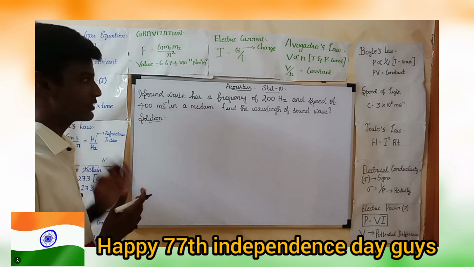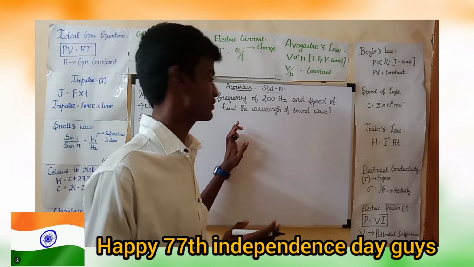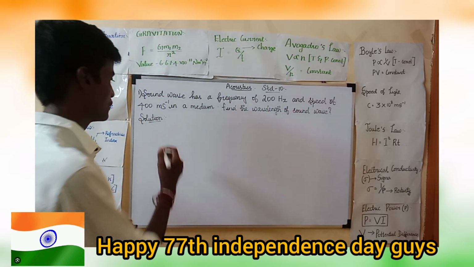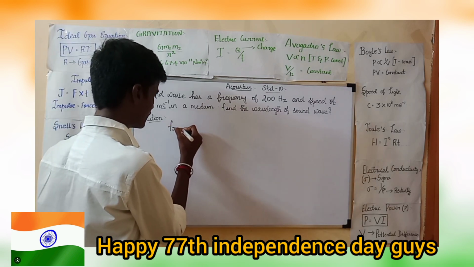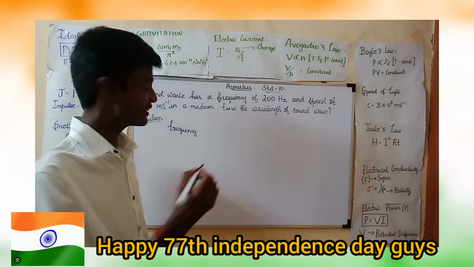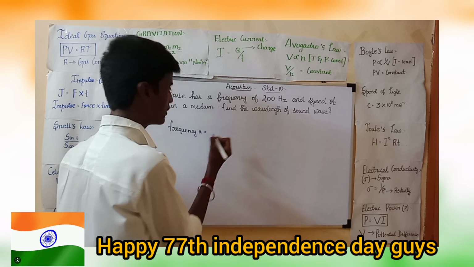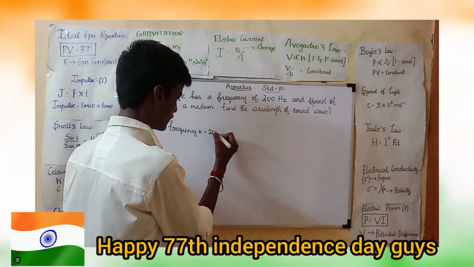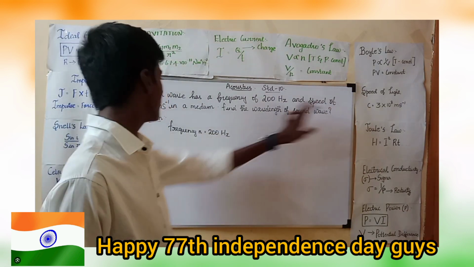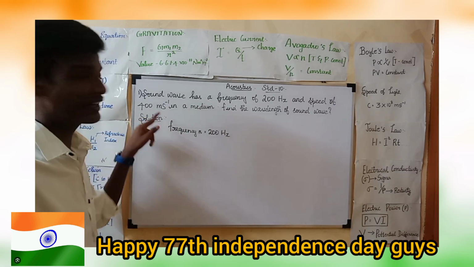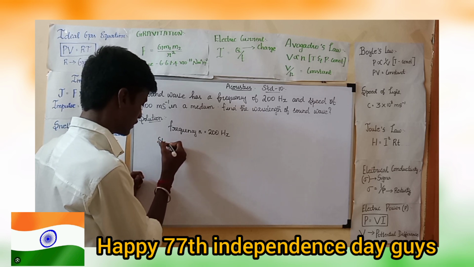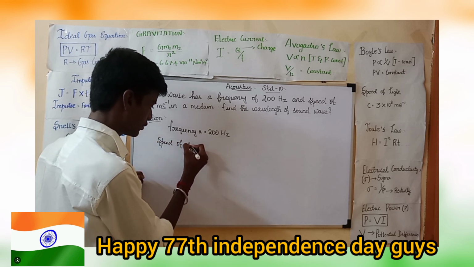First, in the solution, we are going to write what is given in the question. First, frequency. They have given us frequency 200 Hz. So now I am going to write frequency, otherwise called N, is equal to 200 Hz. Then what is next? The speed of the sound wave is 400 meters second inverse. Then the speed of sound.